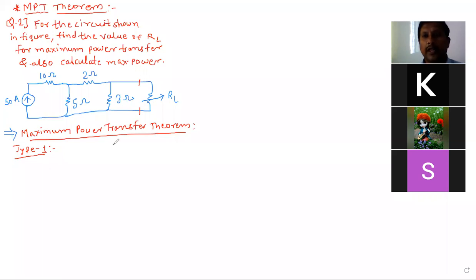Second thing, we have to use the rules or steps of Thevenin's theorem type 1. So we have to convert this complicated circuit into Thevenin's equivalent circuit. Once we get Thevenin's equivalent circuit, RL you can connect across A and B, and then according to the condition for maximum power, RL must be equal to RS, that is RTH. So RL must be equal to RTH. So you can get the value of RL, and lastly you can calculate the PL max.